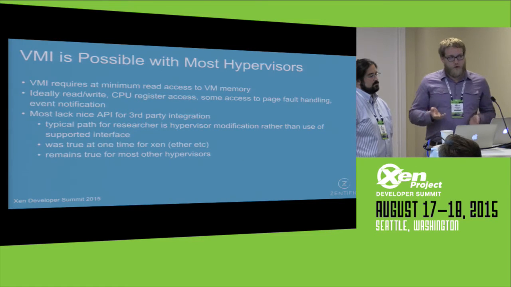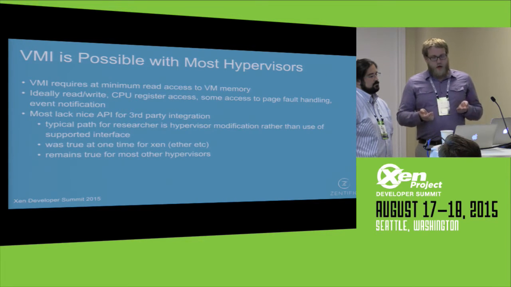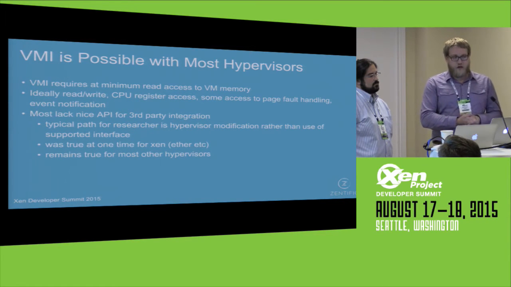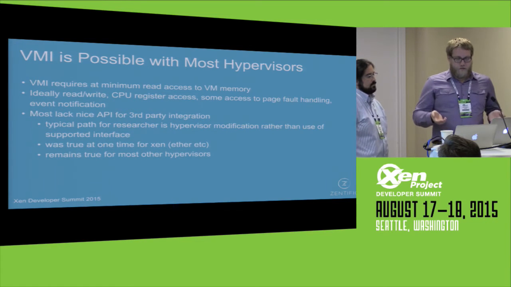Ideally, we do want more information. When we are looking at registers, we're able to react more quickly. We're able to directly check structures like the page tables through the CR3 register. Xen just happens to make this really nice and easy for us.